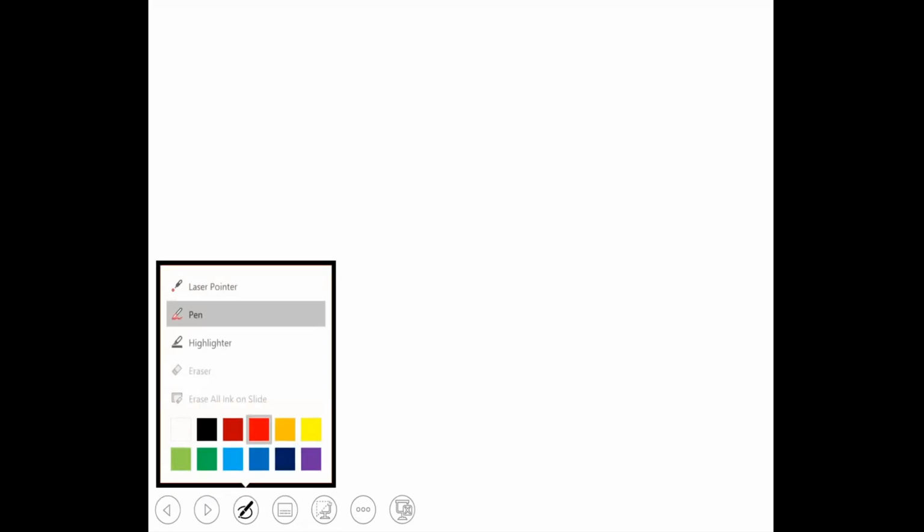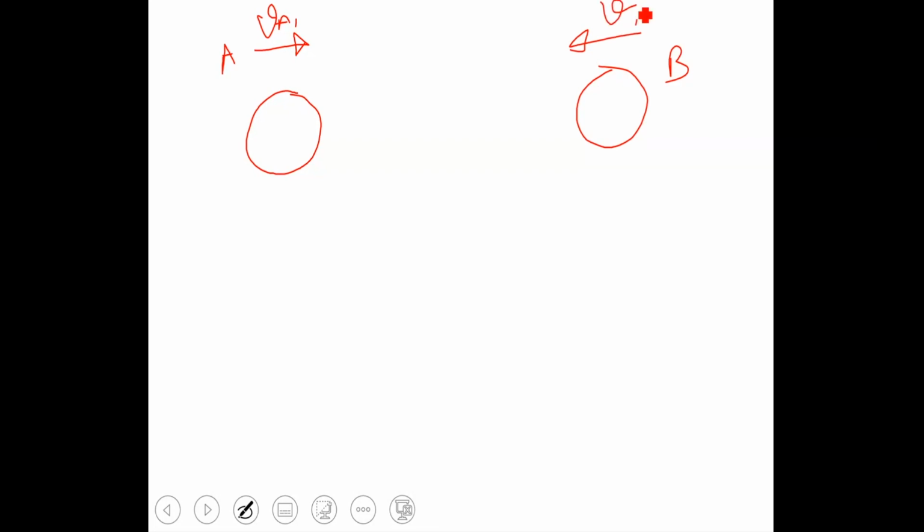I hope that a blank slide is visible to all of you. Yes, sir. Okay, now in order to differentiate between central and oblique impact, let us consider a particle, say this particle which is particle A, and it is traveling with some velocity, say VA1, towards the right. Then we have another particle, say particle B, which is traveling towards the left with a velocity of say VB1. Since these two particles are traveling towards each other, definitely they are going to collide at some stage.